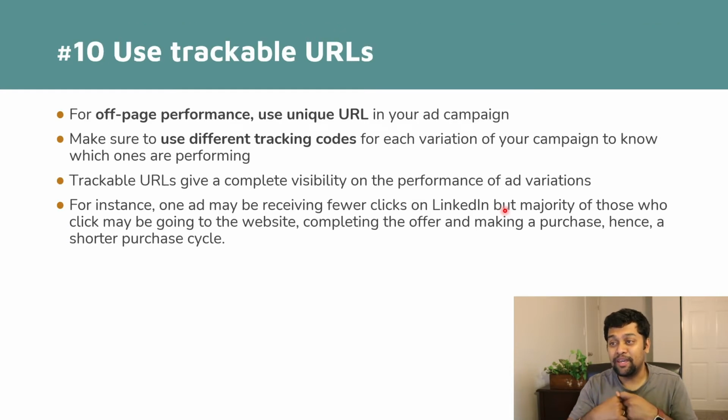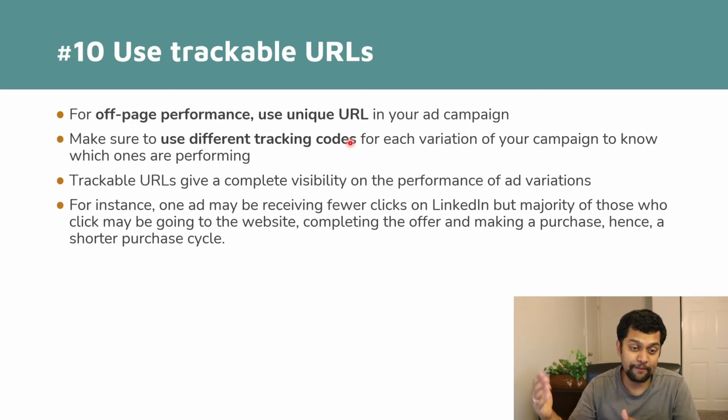Use trackable URLs. Again, this is a great tip, because one tool I would recommend is Google Campaign URL Builder. Really, you want to keep a track of which ad is working well for your business. So for example, you want to identify like which ad and which campaign is performing well. To do that, you can use like unique URLs, and you can add like tracking parameters to that URL so that you can track it in Google Analytics or any other tool that you use. So make sure to use different tracking codes for each variation of your campaign to know which one is performing well.